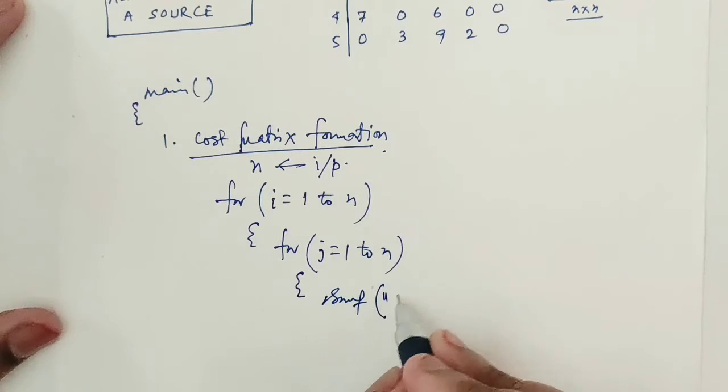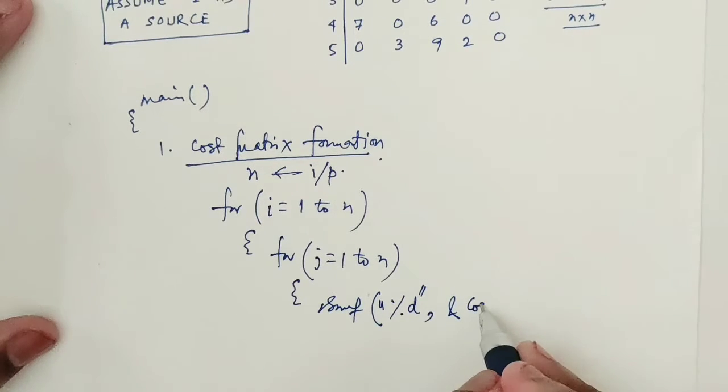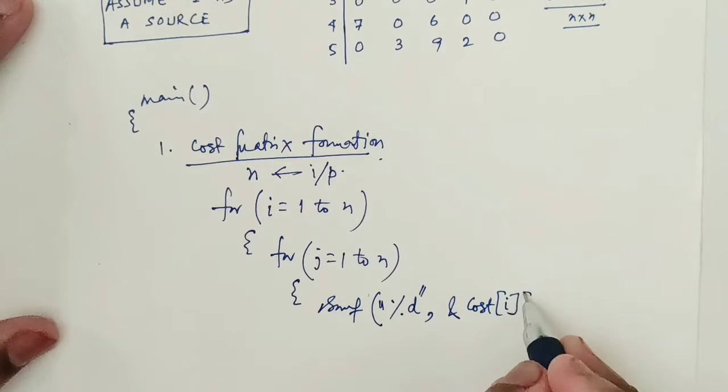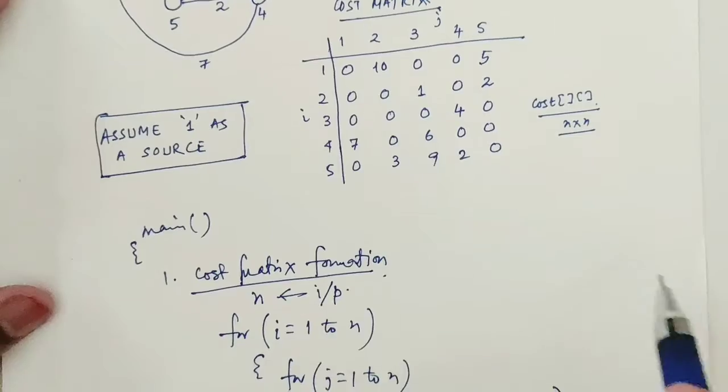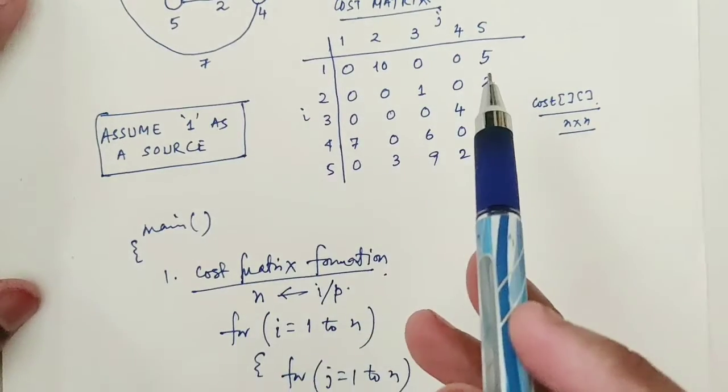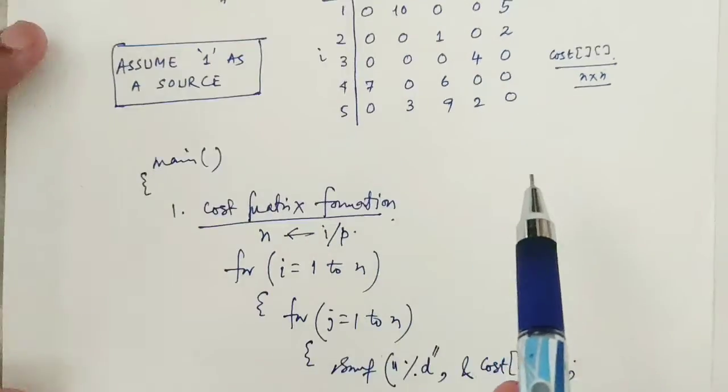So scanf, an integer type value one at a time, that's %d, ampersand of cost of ij. So the user provides the 25 entries one by one. First 5 entries for the first row, second 5 entries for the second row, and so forth.